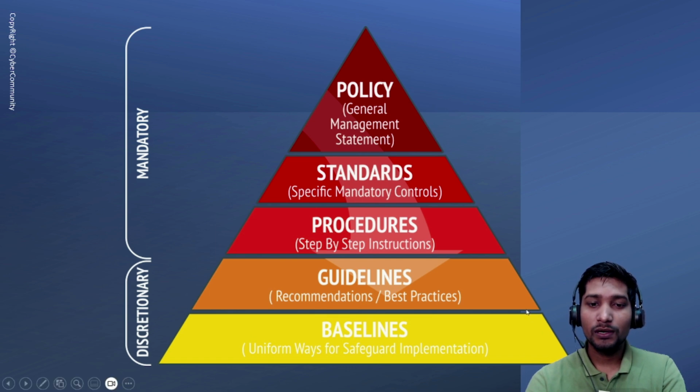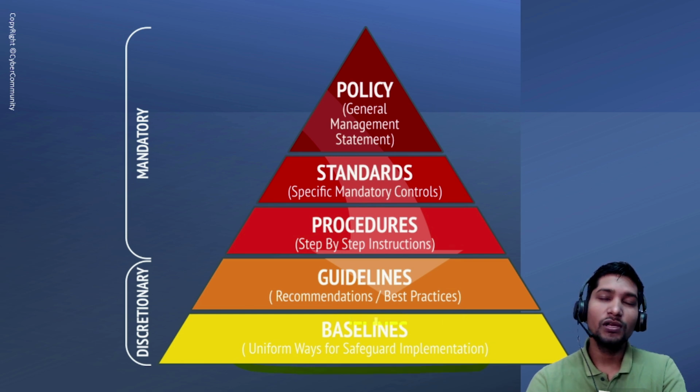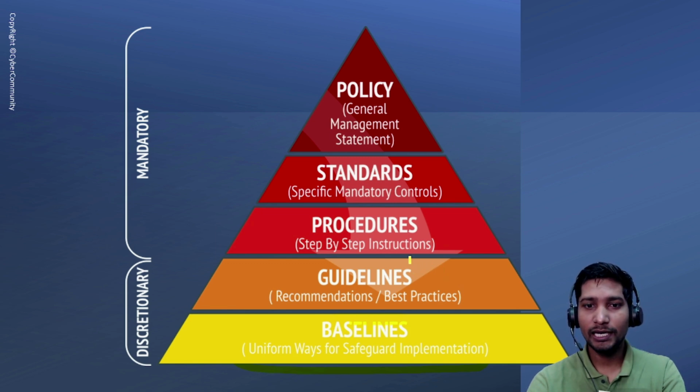Number one, the baseline. Here you can see it's a uniform way for safeguard and implementation, that is how exactly you are going to implement and plan it. Guidelines: the guidelines should be very clear recommendations, the best practices for that particular thing on which you are going to make the policies.